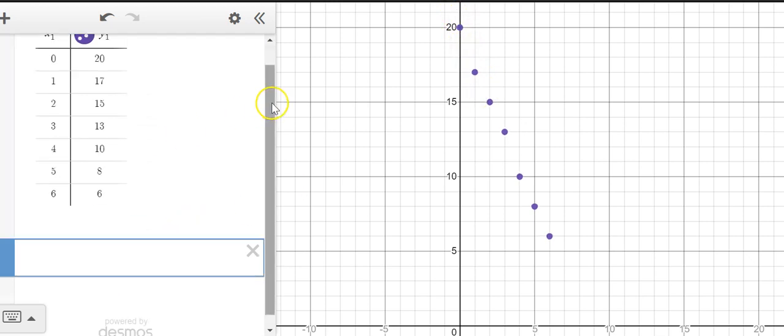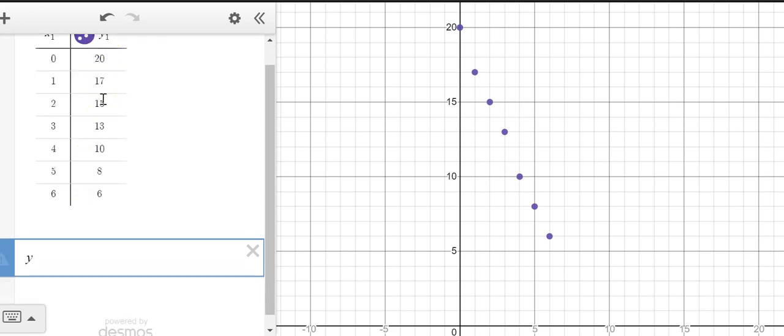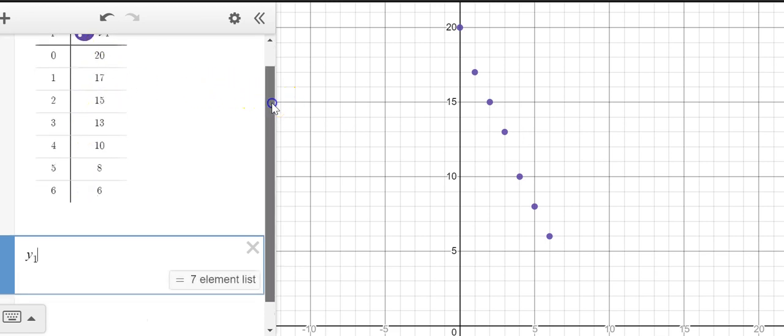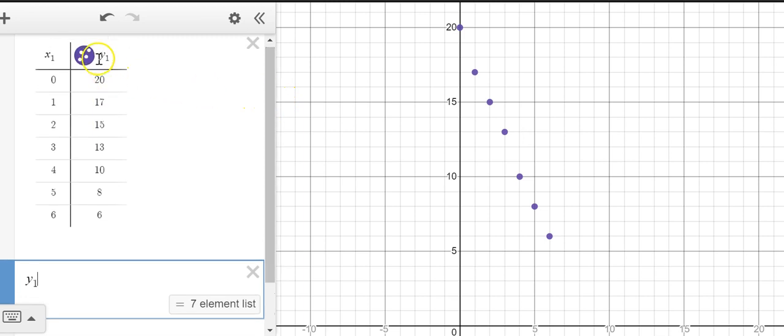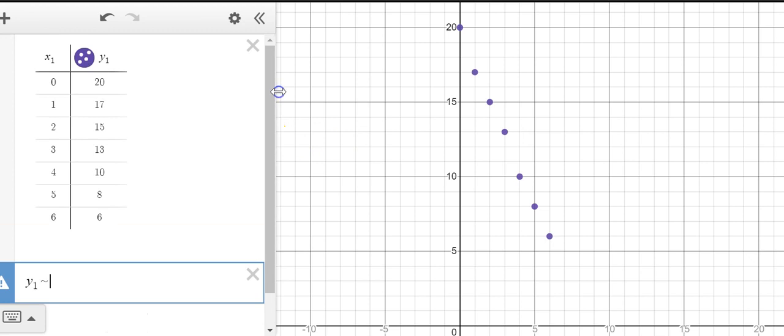Now, what I can do to model that is, over here where it's asking for my function, I know that y equals mx plus b is my linear function. So what I'm going to do is use all of these points. Instead of using y, I'm going to call it y1, because if I look up here, that's what these are called. All these values are called y1. So I'm going to say y1 is approximately equal to, notice I have that approximately equal sign, not an equal sign, but an approximately equal sign.